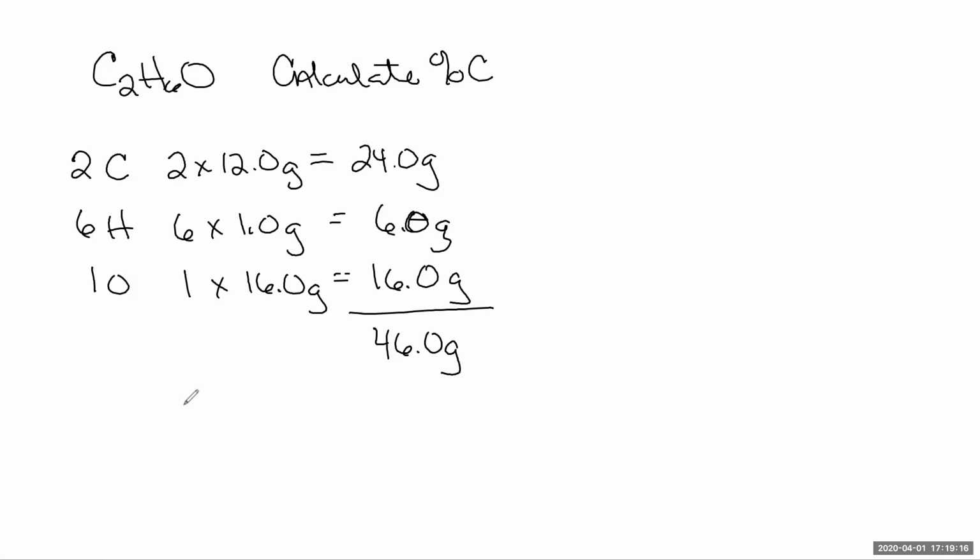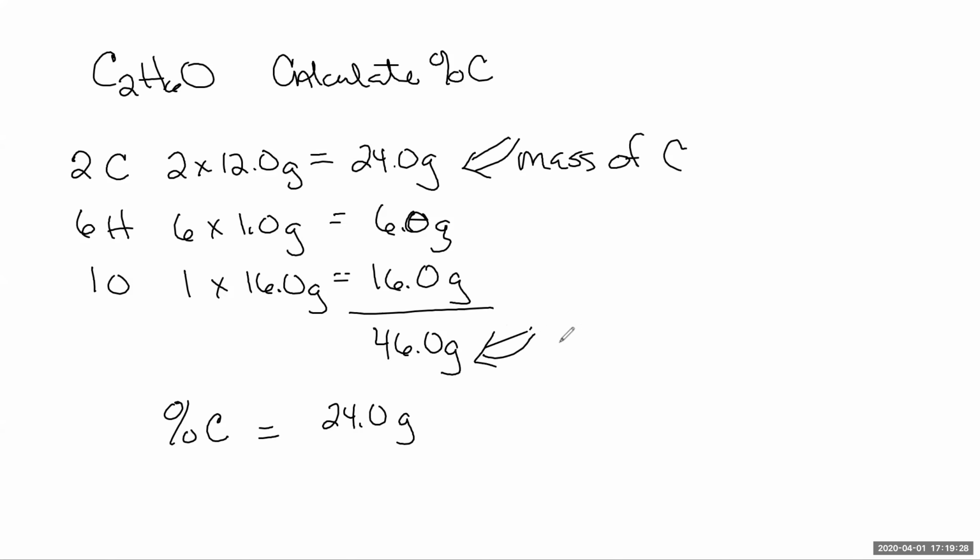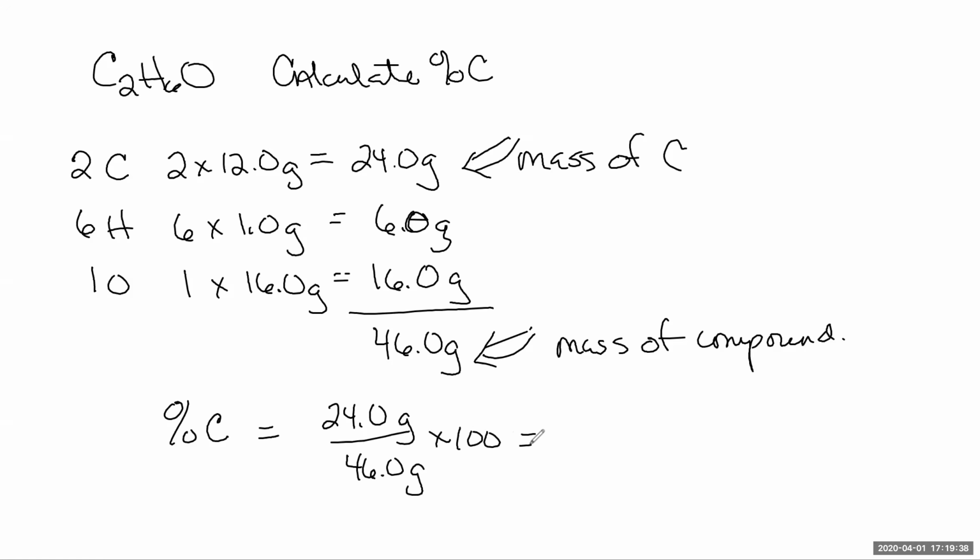So if I want to find my percent carbon, I take my mass that is just carbon, which is the 24.0 grams. This is the mass of carbon. I'm going to divide it by the mass of the entire compound, which is 46.0 grams, and then multiply it by 100 to get it to percents. And 24 divided by 46 is, to 3 sig figs, 52.2%.